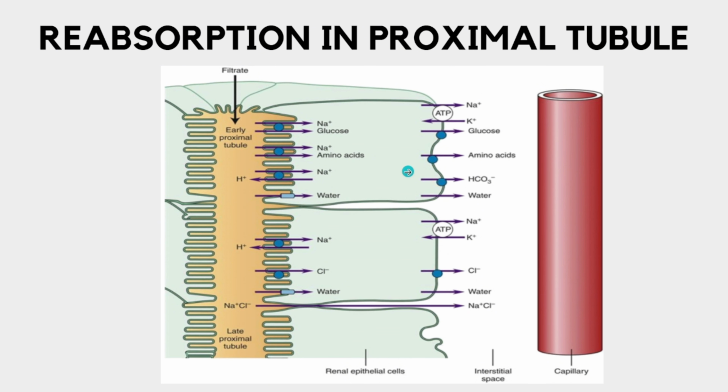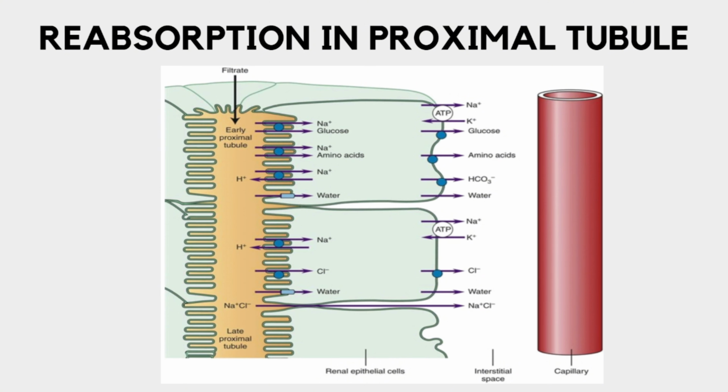Besides that, waste products like urea can also pass through and be absorbed by the proximal tubule. So the reabsorption of water generates a concentration gradient between the filtrate and interstitial fluid. This will initiate the reabsorption of urea by diffusion.